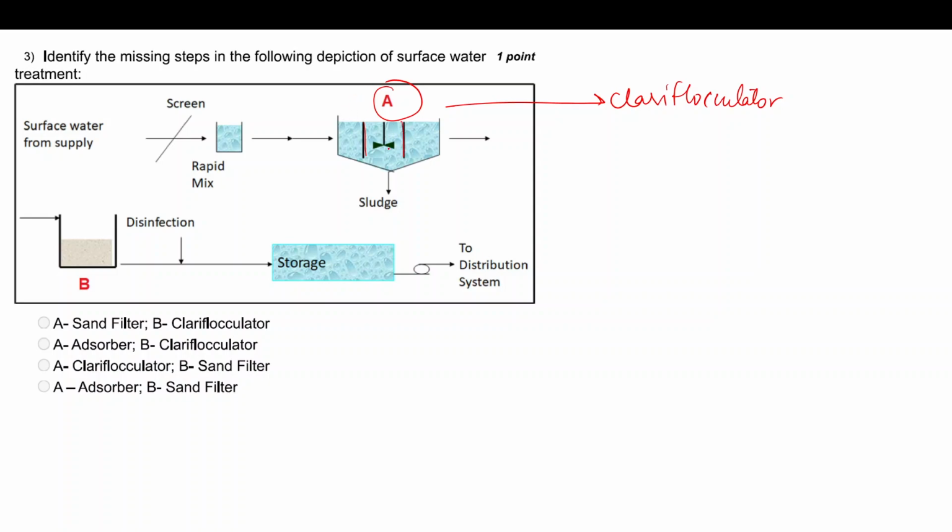You have added a mixer, which means it is required for mixing the coagulant. It is required for sedimentation also, a sedimentation tank, and the tank shape is similar to sedimentation. So this is nothing but a clariflocculator. And further, this is nothing but a sand filter. You can see here the layers of sand represented by this, as shown in the slides by the professor. So this is the sand filter. It is clear, right?